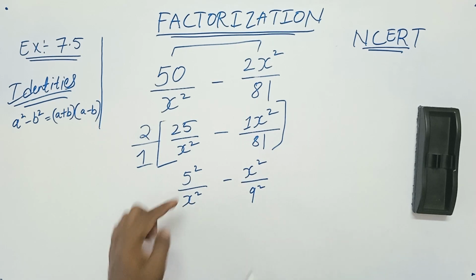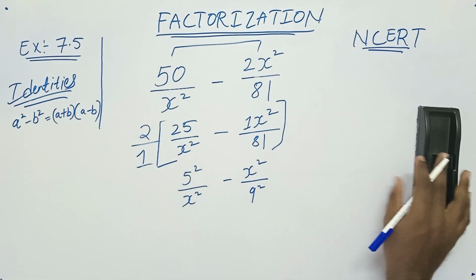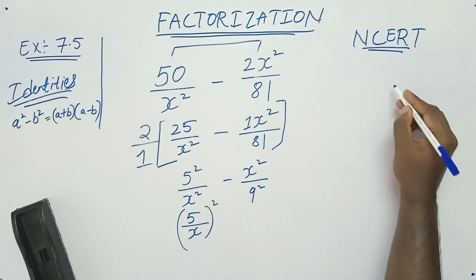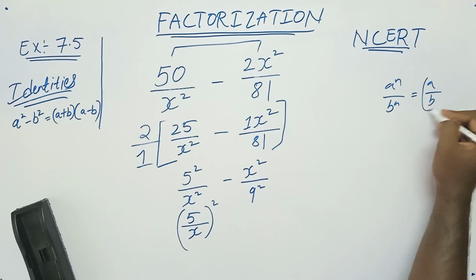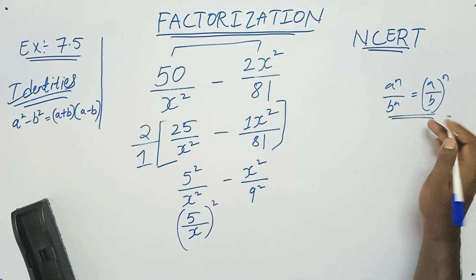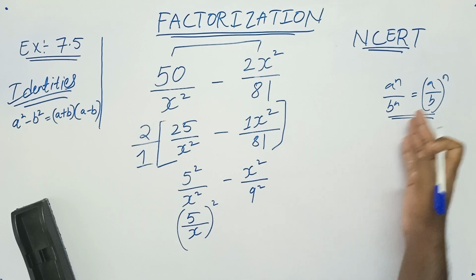Here the powers are the same, so we try to rewrite this fractional form as 5 upon x whole square, right? When there is a power n and b power n, this can be written, the powers being the same, as the bases getting divided. This is a law we already studied in exponents, and this is how we are going to apply it in this expression.